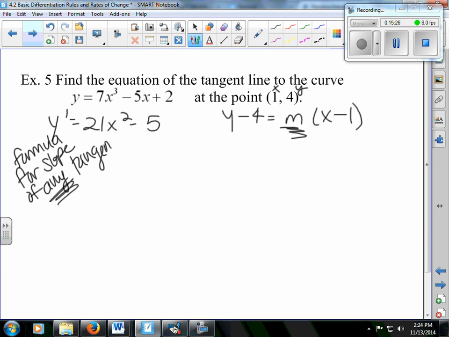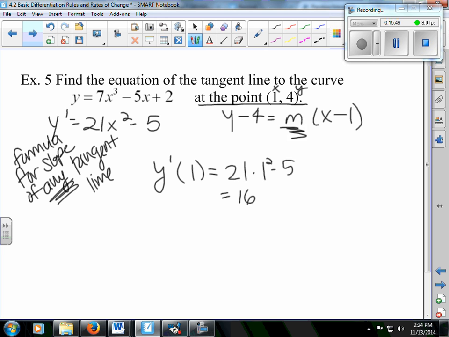Do not plug this into m. It is not the slope of this particular tangent line. I only want the tangent line at this point. So I need to plug in when x is 1. At the point where x is 1, the slope is 21 times 1 squared minus 5. The slope is 16. So m is 16.